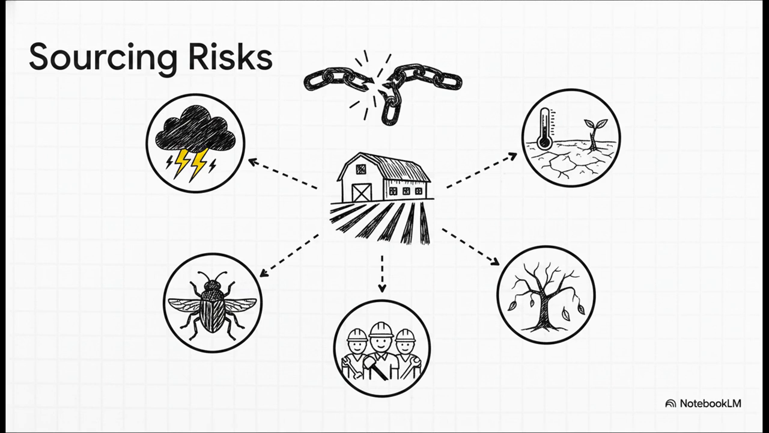And it's not just environmental. They have to track complex human rights and labor conditions right down to the contract grower level. Because a disruption anywhere in this chain can bring a massive food producer to a grinding halt.